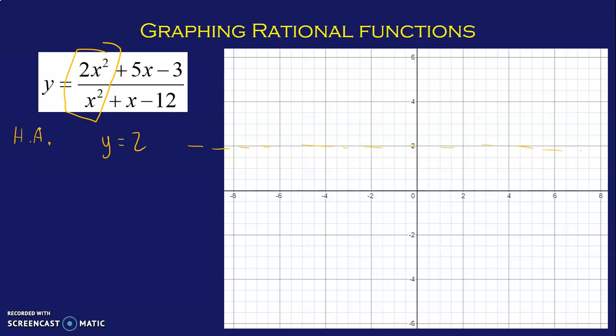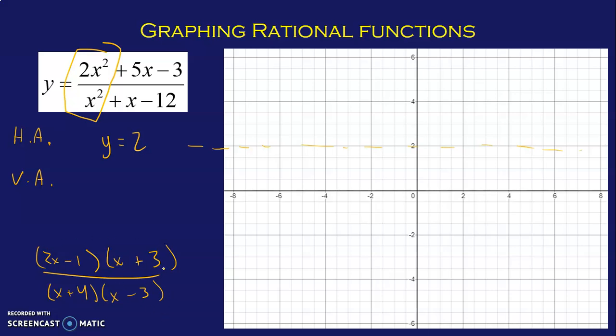All right. Then in order to figure out where my vertical asymptotes are, if they have any, I'm going to have to factor this first. So on the bottom, I'm going to make it x plus 4 and x minus 3. On the top, 2x and x. I know it's going to be 3 and 1. To get the positive 5, I'm going to need like a positive 6x and a negative x. So I'm going to put plus 3 and minus 1.